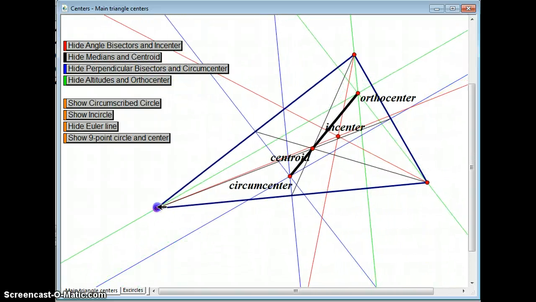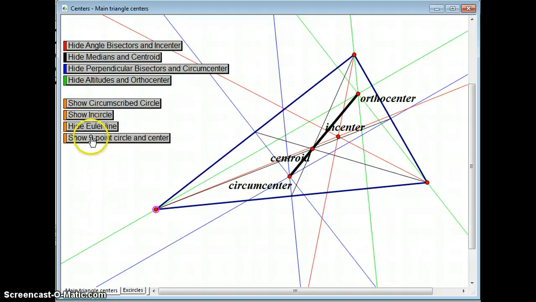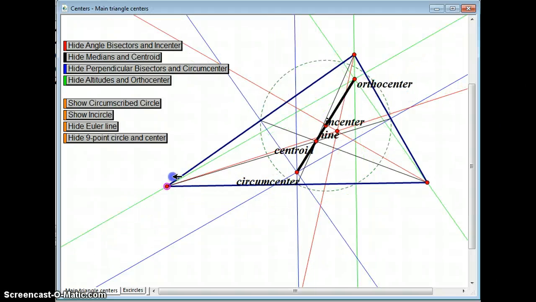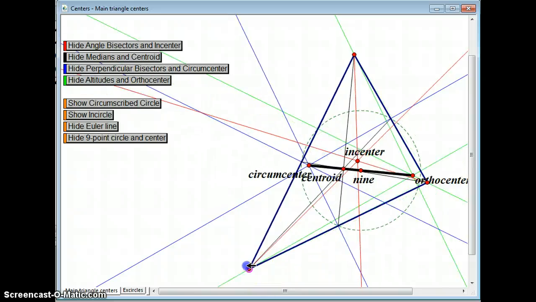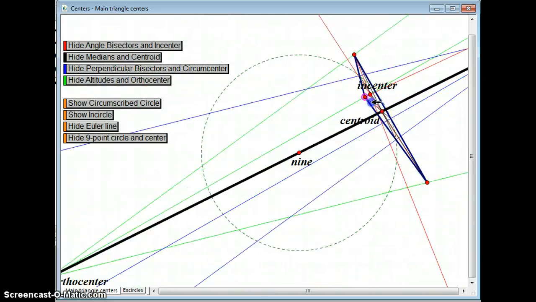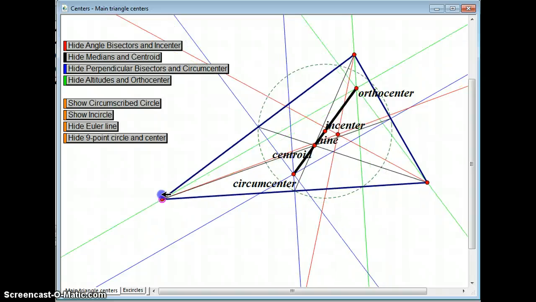Alright, so there's one more circle to explain, and that's the 9-point circle. The 9-point circle is centered on the midpoint of that little line segment. So as I move this around, look at the black segment. I have the center of it labeled 9. The midpoint of that segment will always be the center of this thing called the 9-point circle.